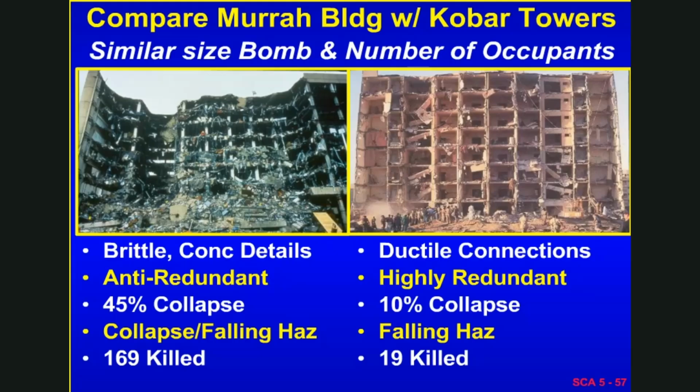In this case of Saudi Arabia, highly redundant building, only a 10% collapse, and that's probably on the high side. Lots of falling hazards, 19 people killed. Many people were hurt by glass shards and flying objects, but they survived. So it makes a whole lot of difference if the structure has redundancy and ductility. But again, in both cases, you pretty well know where the victims are in these situations.